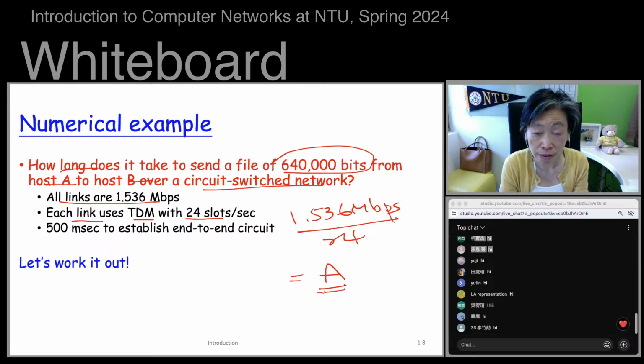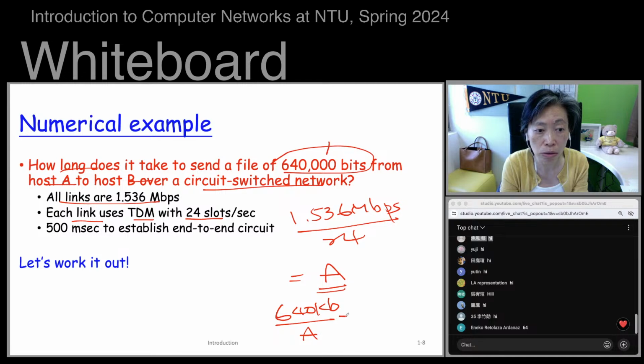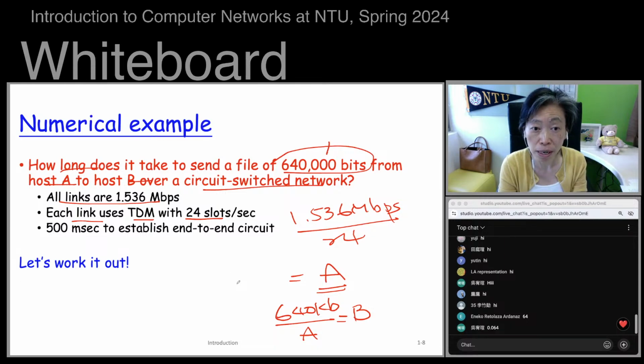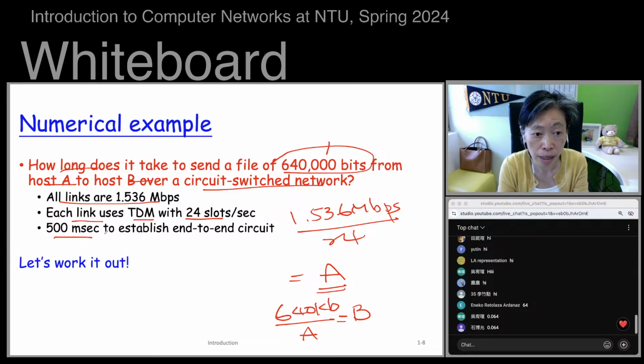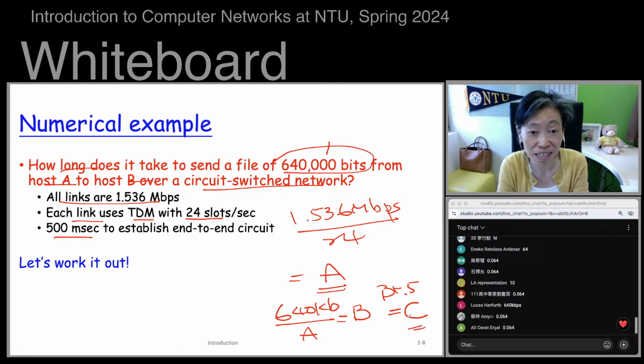So now we have the effective bandwidth. We want to transfer this file, and this is 640 kbits divided by A, right? So this will be the total time to push all the bits through the circuit. So let's make it B. And the total time to pass the data, from the data being generated, is what? The call setup time, and that's half a second. So B plus half a second. Now, C here is the total time it takes to send this file from A to B.